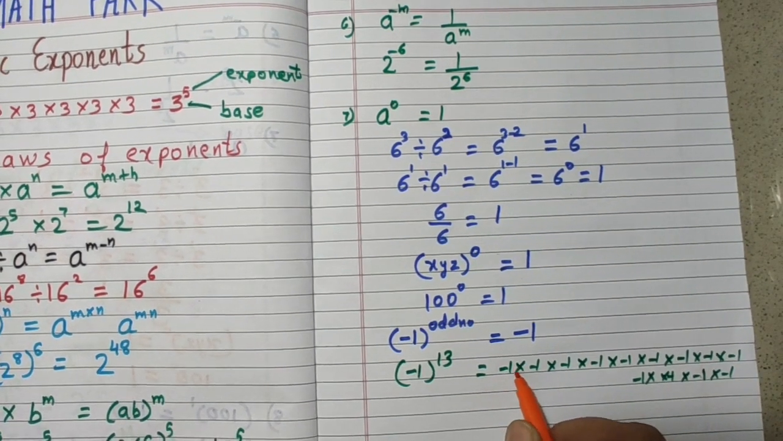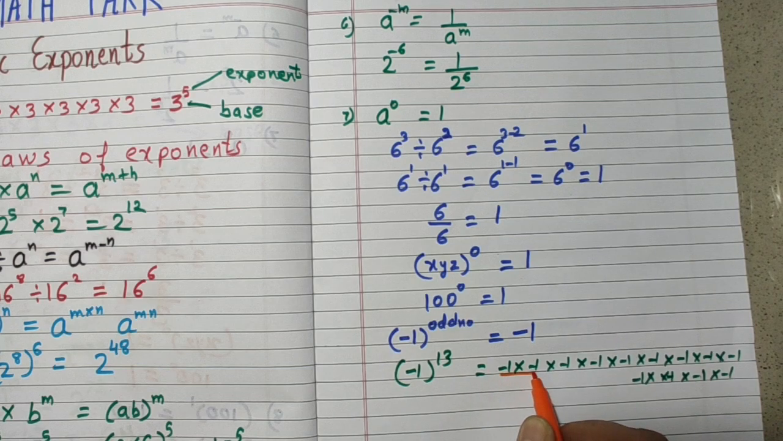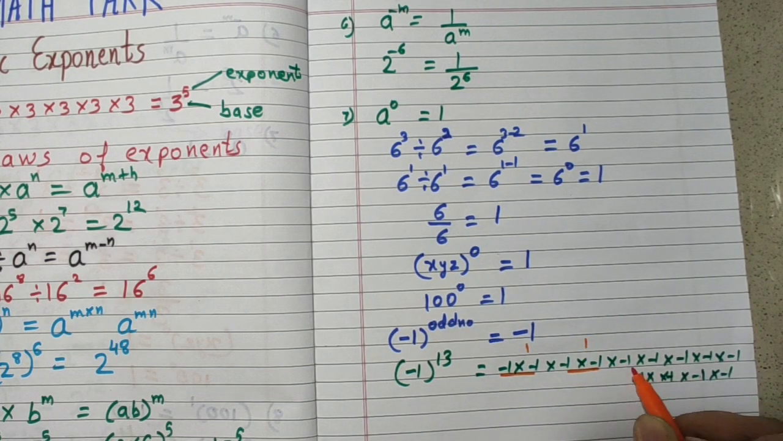Now we have learnt about integer multiplication. Minus into minus you get plus 1. This minus into minus you get plus 1. This minus into minus you are getting plus 1.